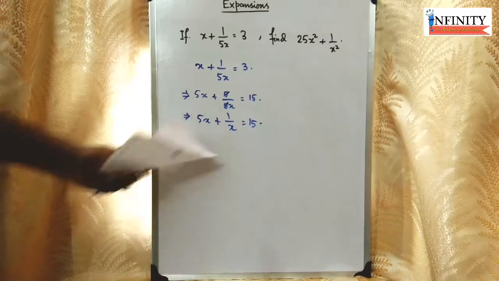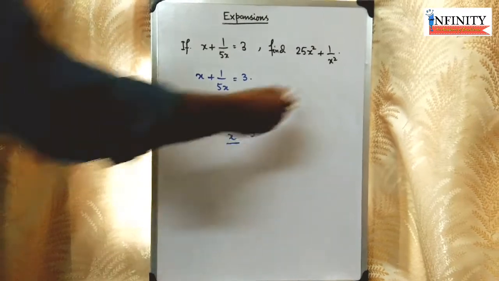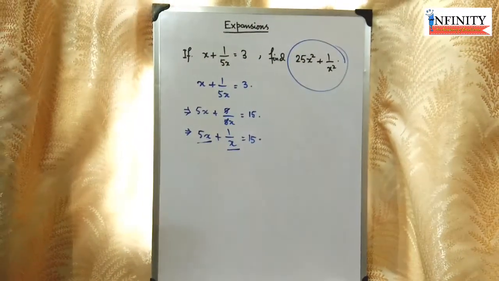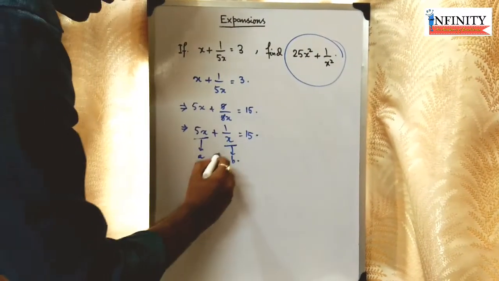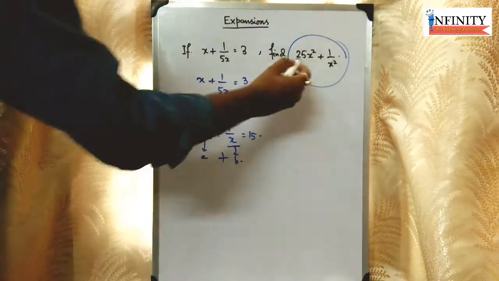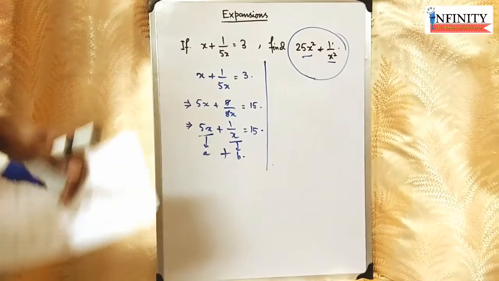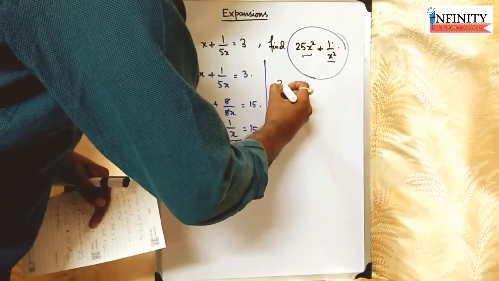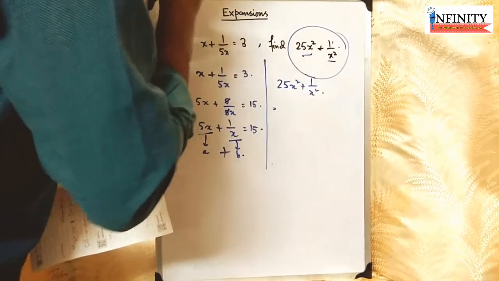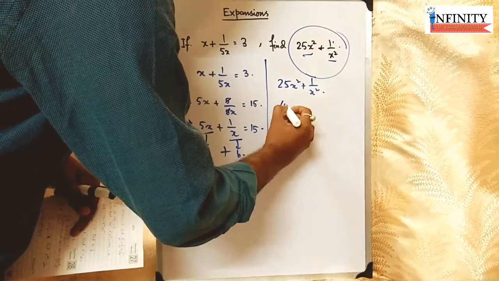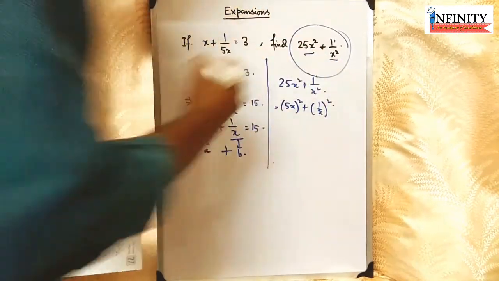Then you can take this as a and this as b to find 25x square plus 1 by x square, right? You can take this as a and this as b. That is, a plus b is equal to 15. You have to find a square plus b square, right? Now we can find 25x square plus 1 by x square as a square plus b square, where a is 5x, that is 5x whole square, and it is nothing but 1 by x whole square, correct?